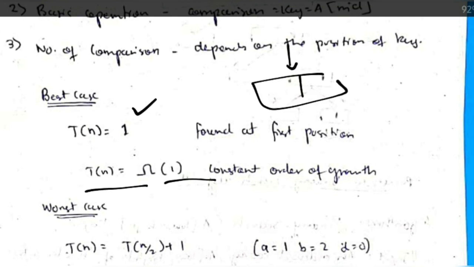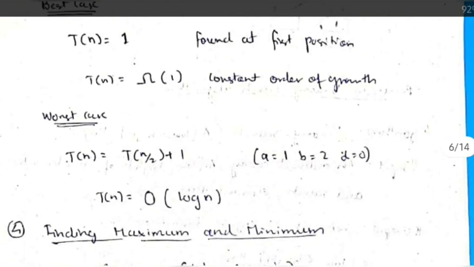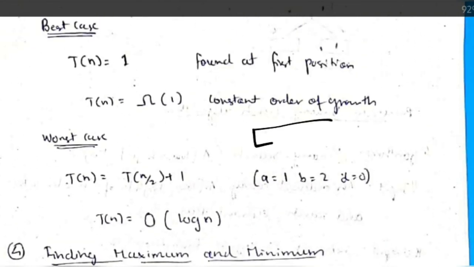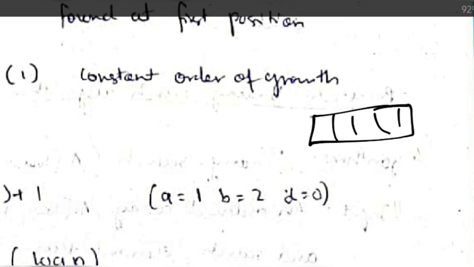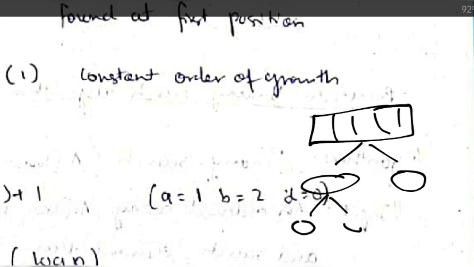That's the best case. In the worst case, if it's not found even till the last, we'll be dividing how many times? Log n times. I'll give you an example. If you have 8 elements, we divide them into two parts, 4 and 4. Again we divide into two parts, 2 and 2. Then finally we divide into single parts, 1 1 1 1 1 1 1 1.